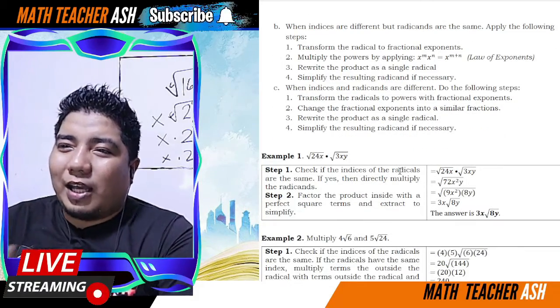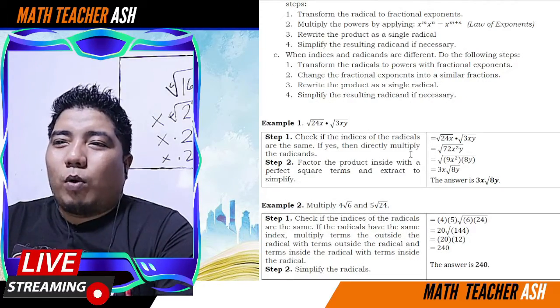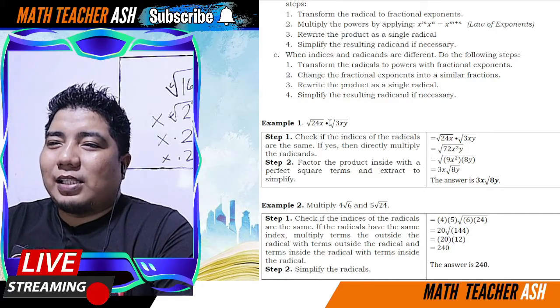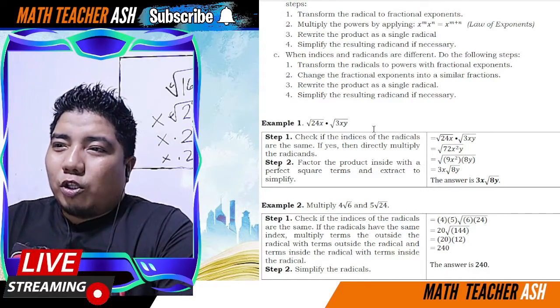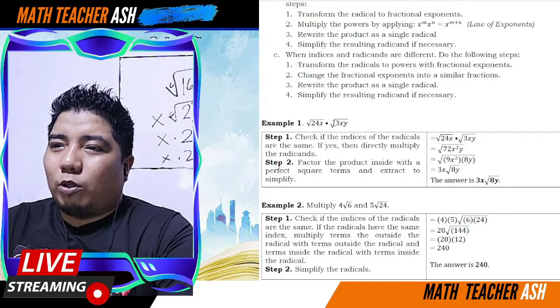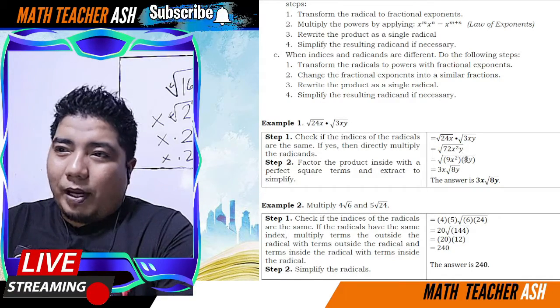Okay, so dito na tayo, my dear math learners. We have here example number 1, square root of 24x times square root of 3xy. So since they are both the same square root, so you just copy the square root. 24 times 3, that is 72. X and x, that is x squared. Y, wala siyang kapareho, so you just copy y.